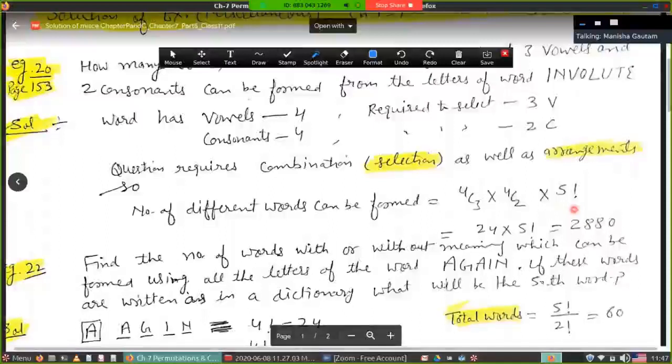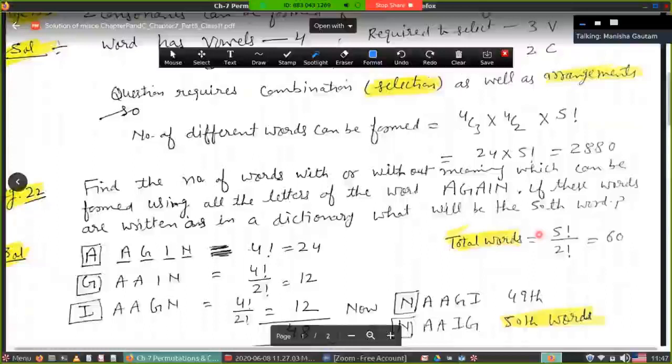Now, 4 into 6 into 5 factorial, you are getting 2880. In the second example, find the number of words, with or without meaning, which can be formed using all the letters of the word AGAIN. It's a very good question. If these words are written as in a dictionary, what will be the 50th word?